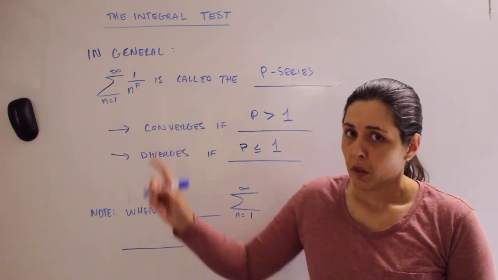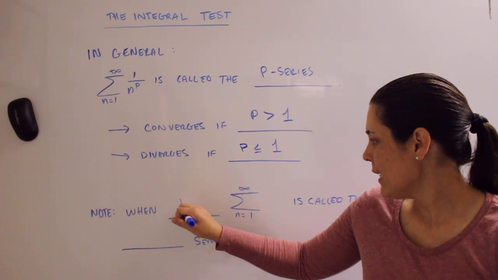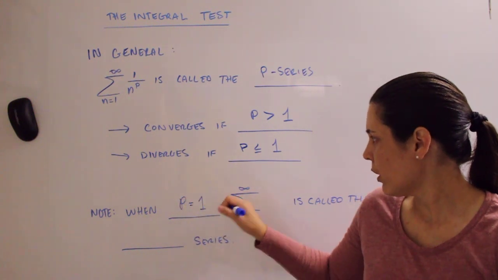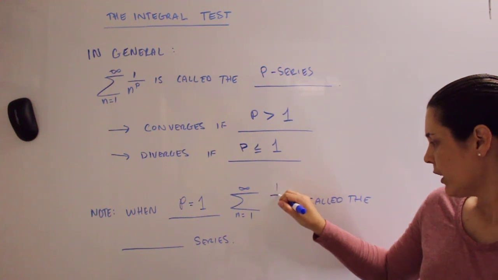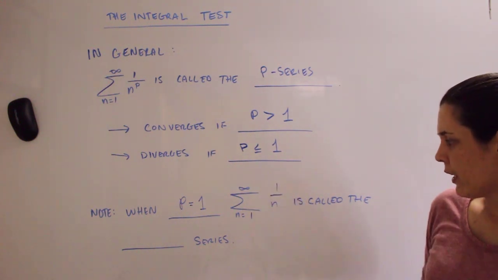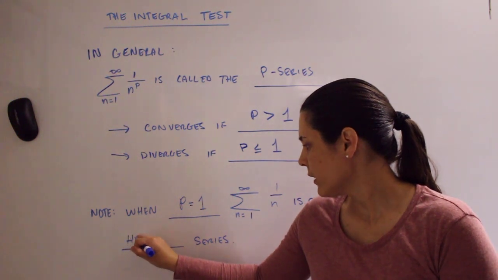The last note for this one is that when p is exactly 1, the series looks like the summation of 1 over n. And this one has a special name. It's called the harmonic series.